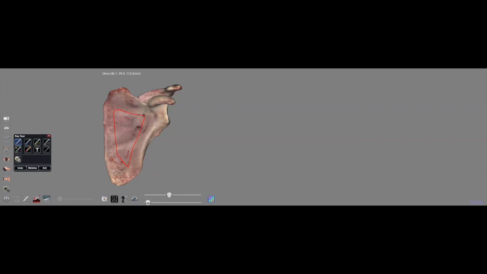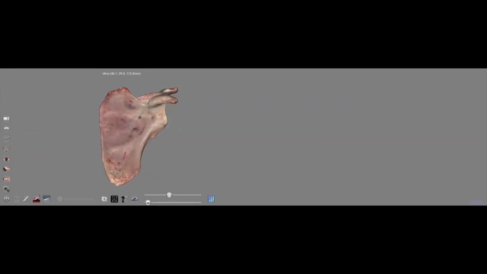Towards the superior margin of the subscapular fossa, you'll notice that there is a small indentation in the bone seen here. This is the suprascapular notch. This is an important bony landmark because of, in particular, the suprascapular nerve and artery that run through here.